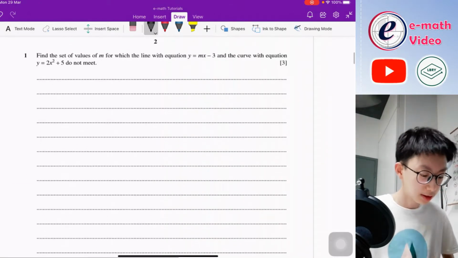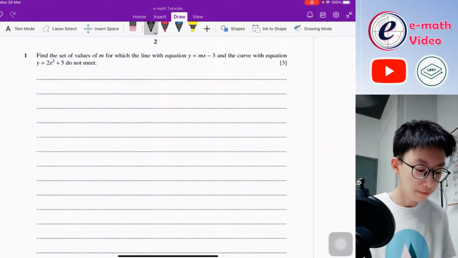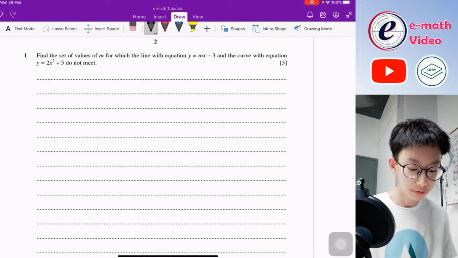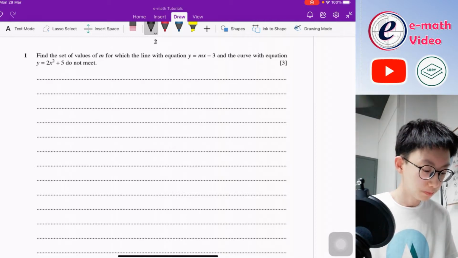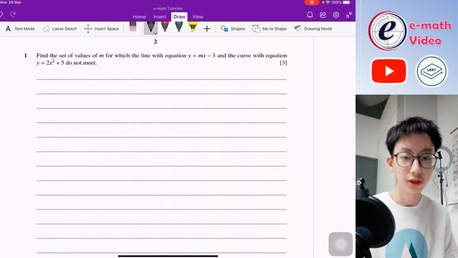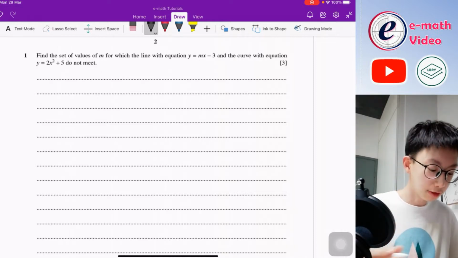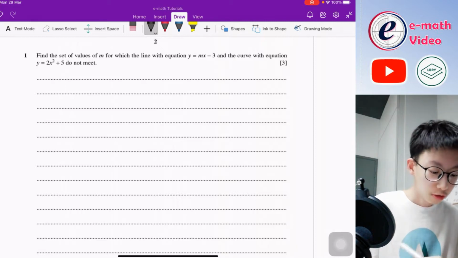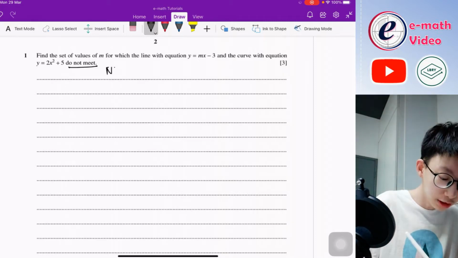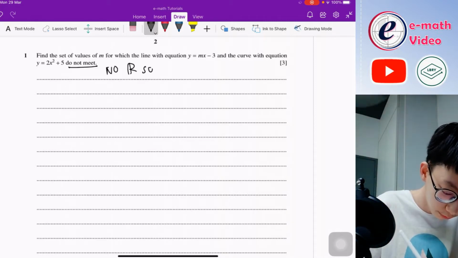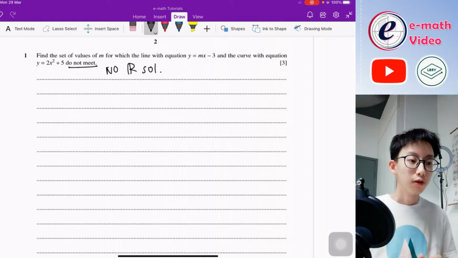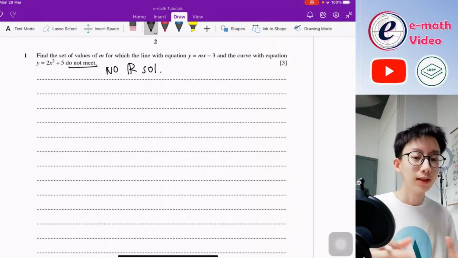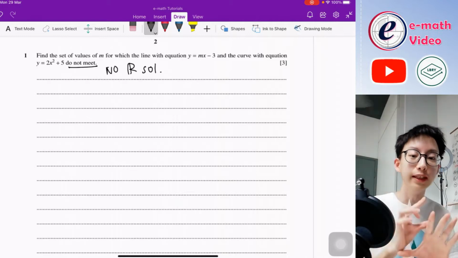Okay, first question. Find the set of values of m for which the line, okay, you have a straight line equation and a parabola, right, a quadratic equation, do not meet. When you see the question, it says do not meet, which means there is no real solution, which means the curve and the line will not intersect.